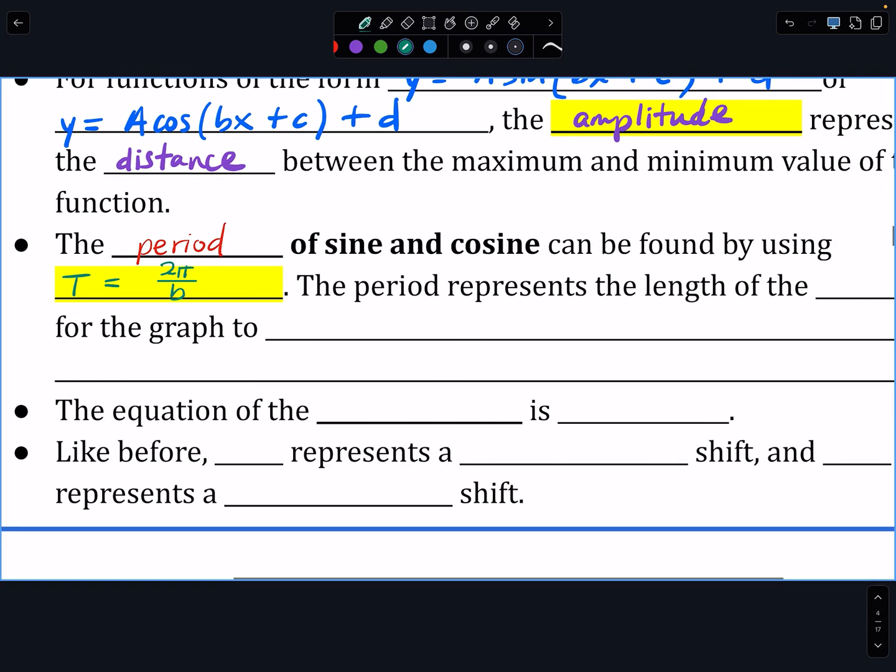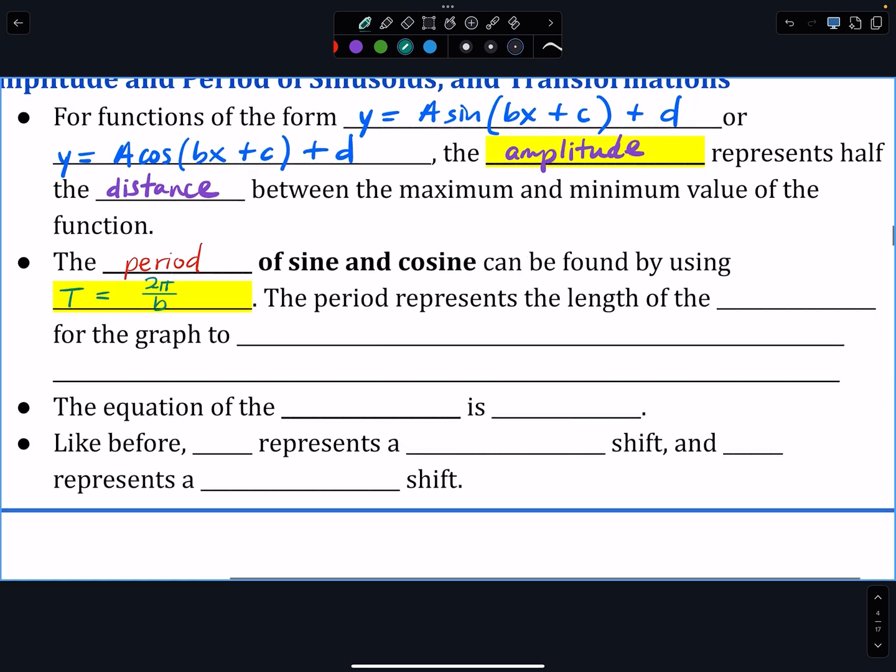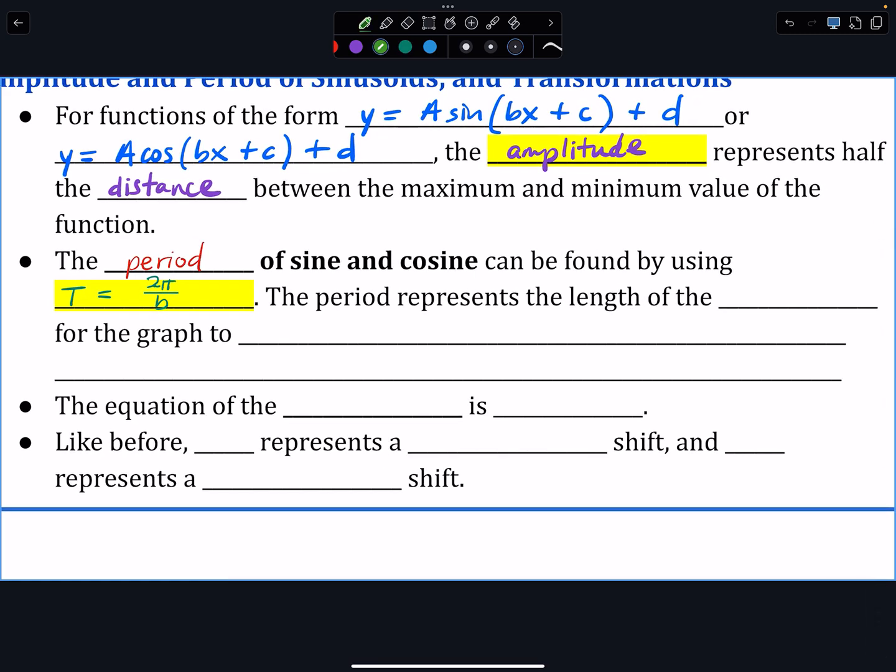And then just so you guys have in your notes to look back at later after this class, the period represents the length of the interval for the graph to complete one full cycle of itself before it starts to repeat again.